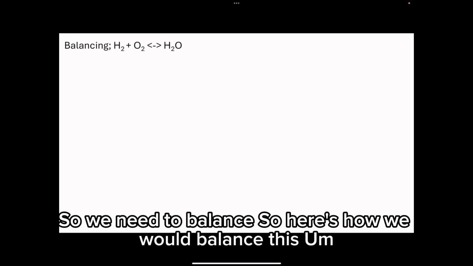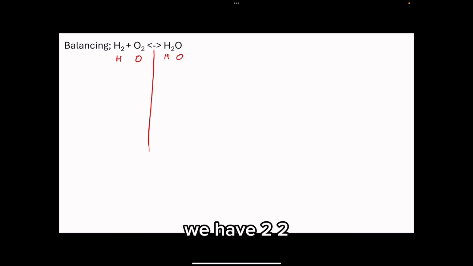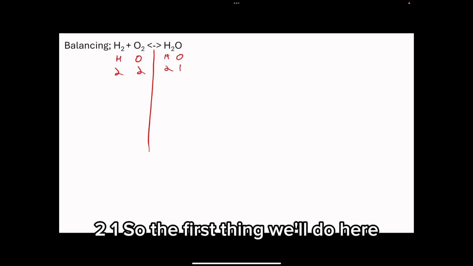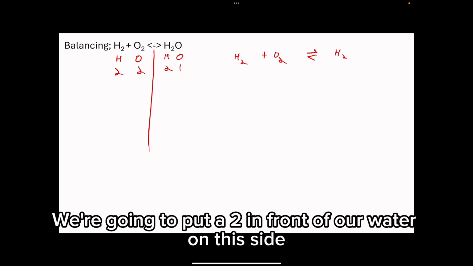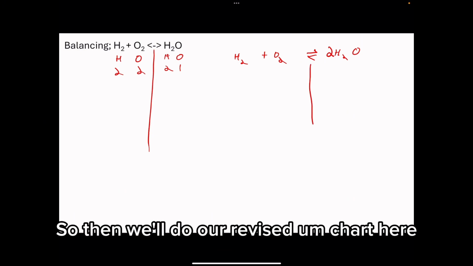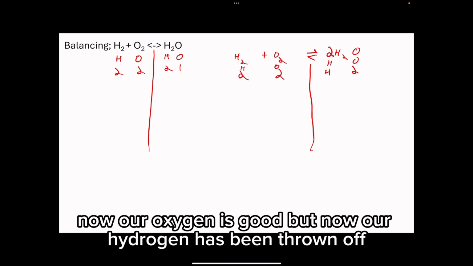So here's how we would balance this. So first of all, we'll draw our chart again. H, O, H, O. So we have 2, 2, 2, 1. So the first thing we'll do here, we're going to put a 2 in front of our water on this side. So then we'll do our revised chart here. 2, 2, 4, 2 of H, O, H, O. So now our oxygen is good, but now our hydrogen has been thrown off.